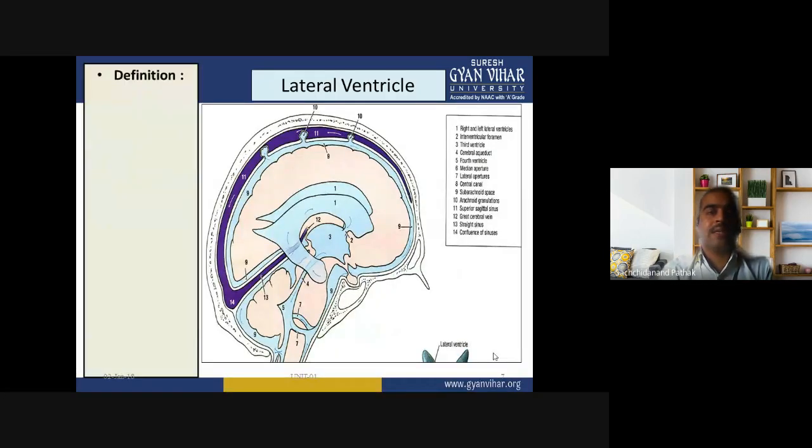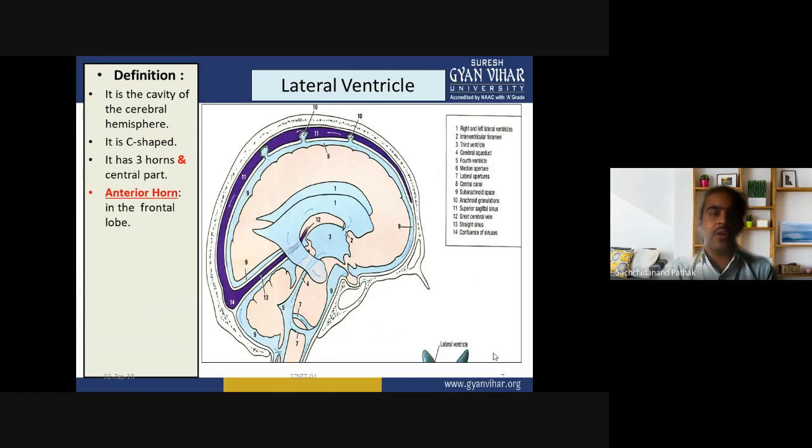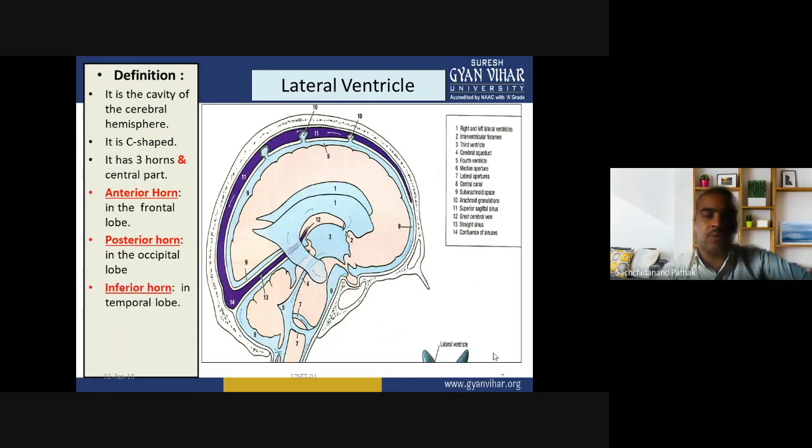Now you can see here, these are the lateral ventricles. It is the cavity of the cerebral hemisphere, and it is C-shaped. It has three horns and a central part. The anterior horn is in the frontal lobe, as you can see. The posterior horn is in the occipital lobe. Then the inferior horn is in the temporal lobe. And the central part, the body, is in the parietal lobe. So there are three horns and a central part.